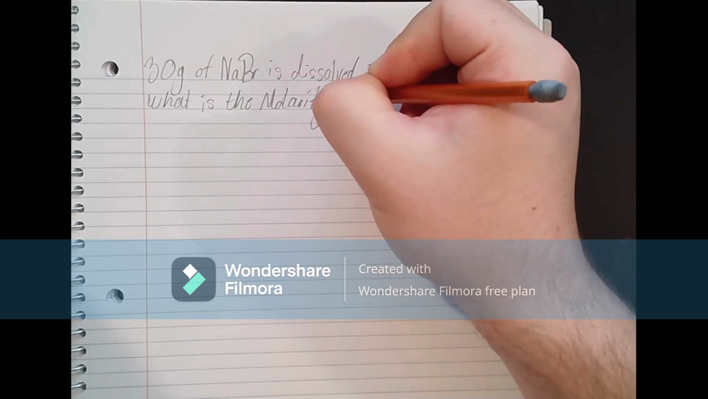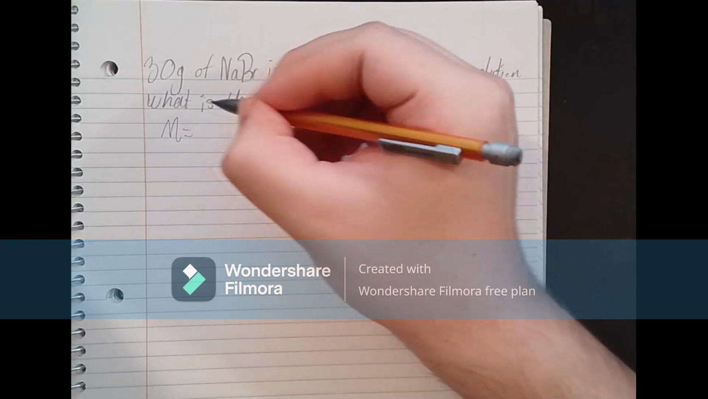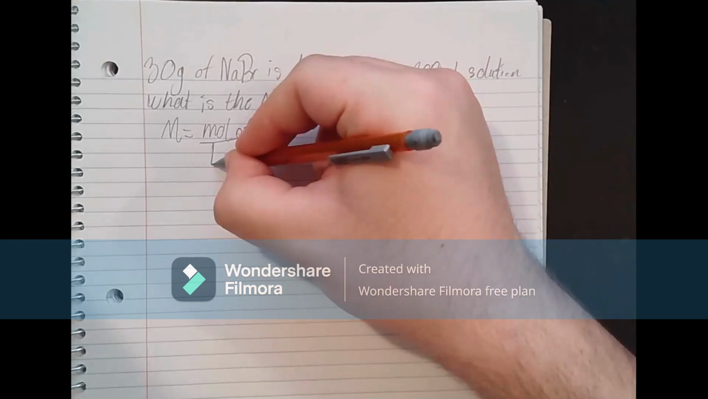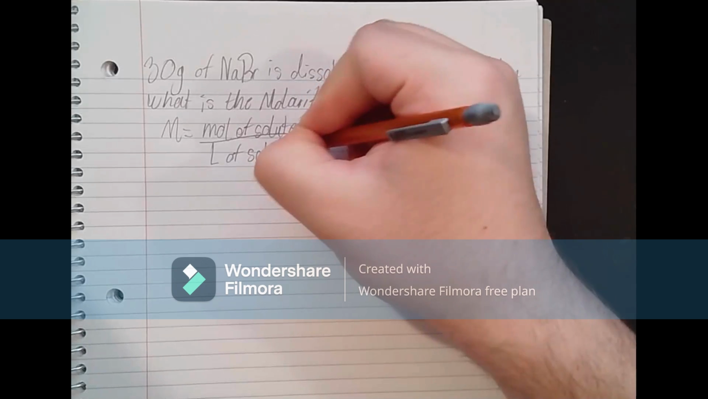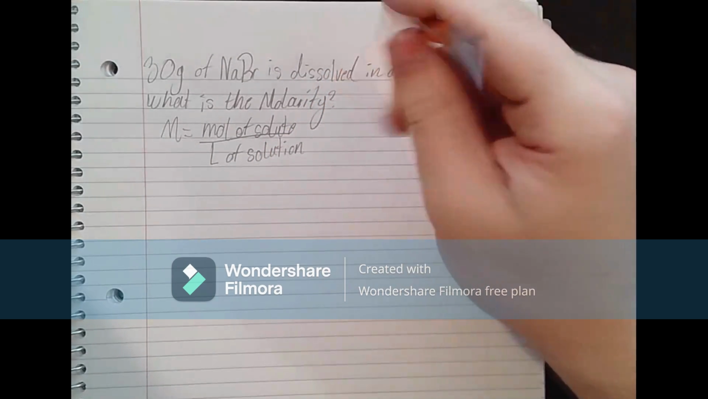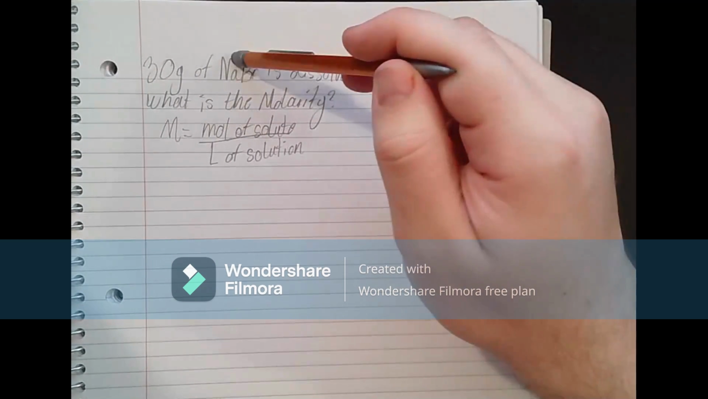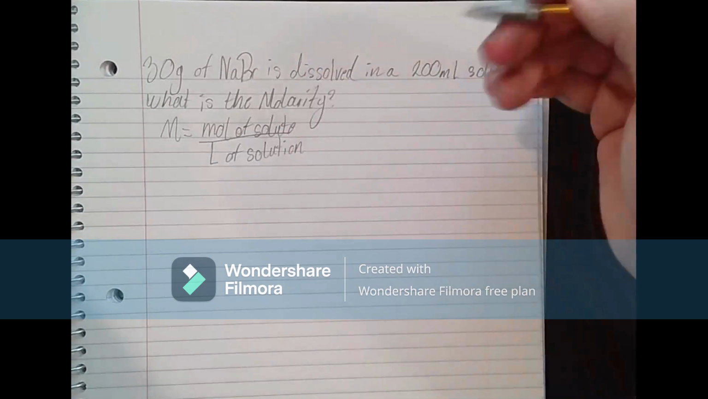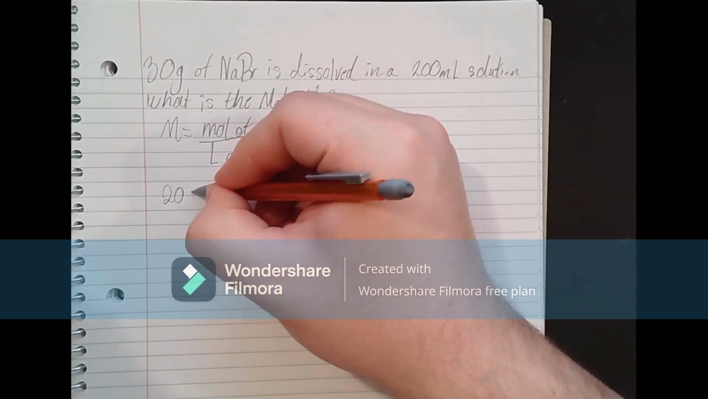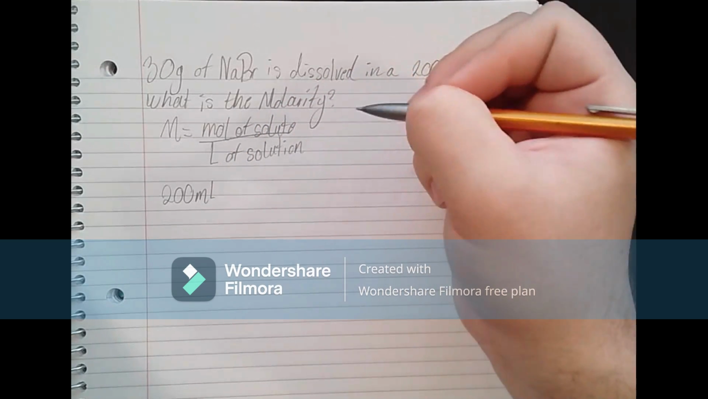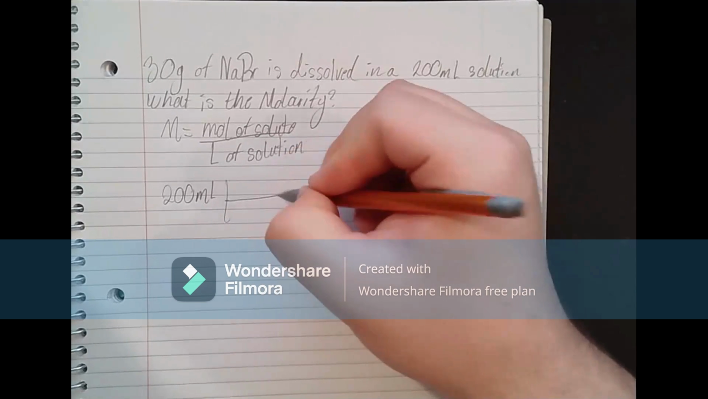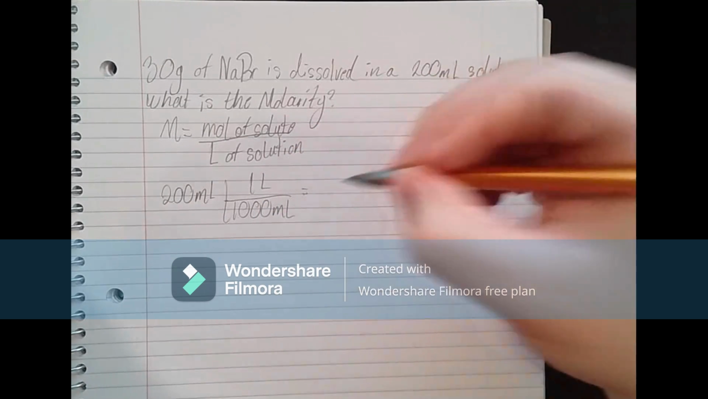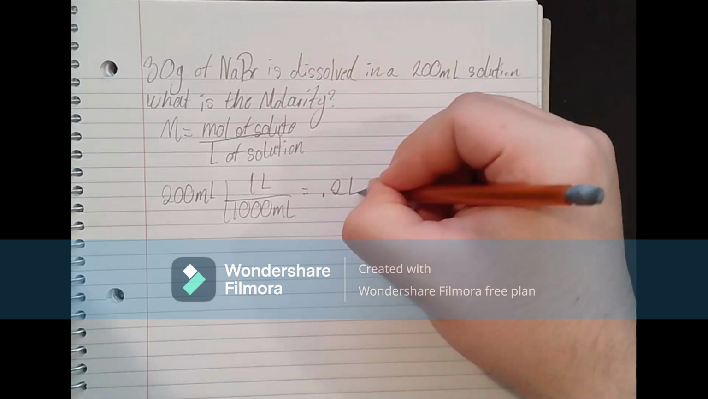So, from our previous talk, we know that molarity is going to be moles of solute over liters of solution. So, we need to get from grams to moles for our solute, and then also convert milliliters into liters. First we'll start with the simple milliliter to liter conversion. There are about 1,000 milliliters in a liter, so 200 milliliters times 1 liter over 1,000 milliliters. Easy enough, resulting in 0.2 liters.